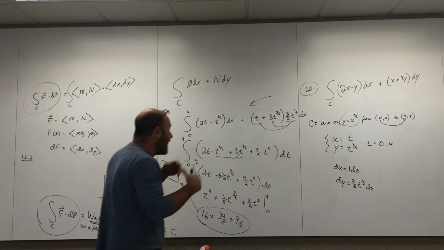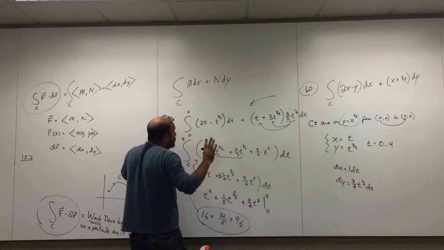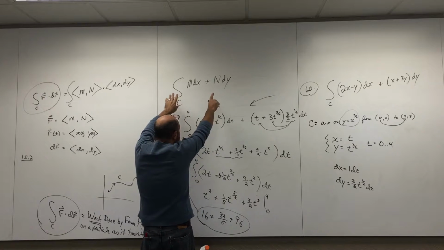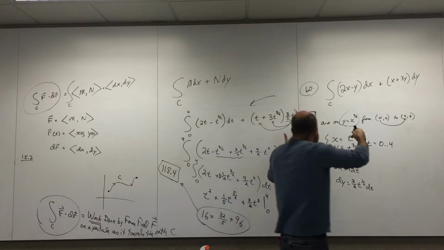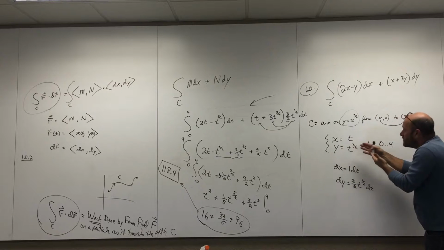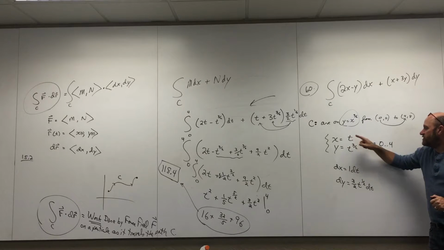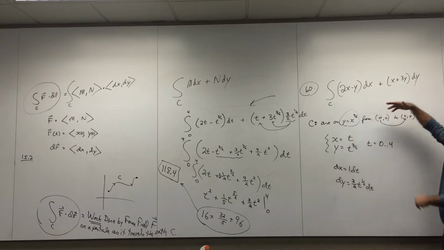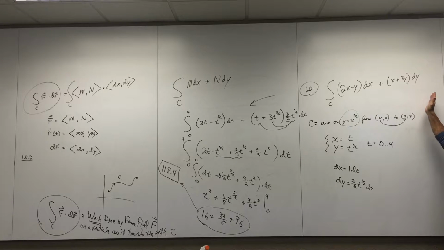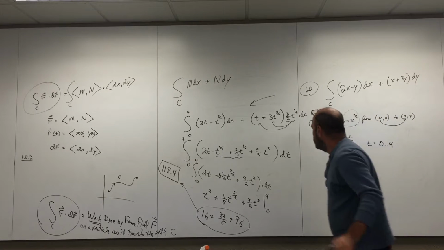What I'm about to tell you only works well when you're in this form. If you notice what happened, I let x be t, and then y was t to the 3/2. Since x was just t, I could have done this in x's. Let me just show you what I mean.